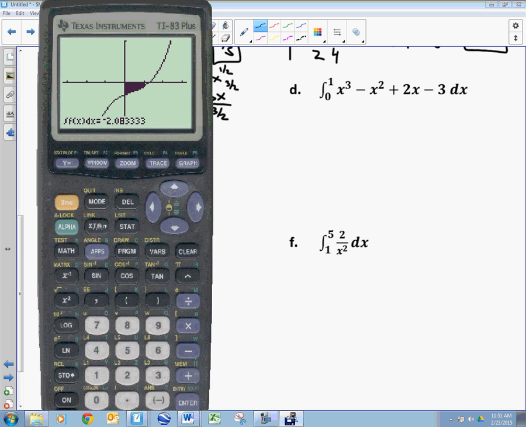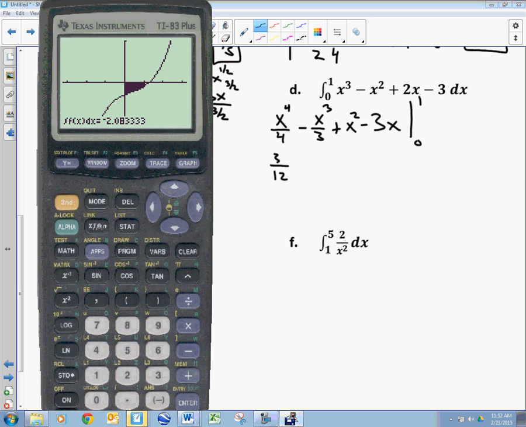So we take the antiderivative. What's the antiderivative? X to the third, x to the fourth over 4. Antiderivative x squared, x to the third over 3. X squared, minus 3x. When we plug in 0, what will we get? And when we plug in 1, it looks like we're going to get a fourth and a third, so I'm going to convert everything to twelfths.